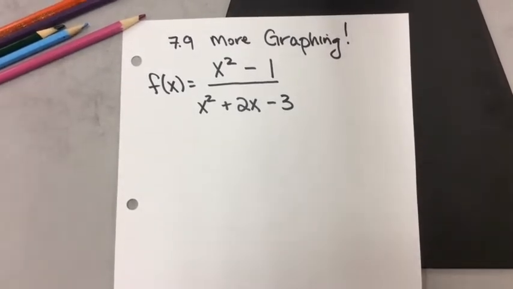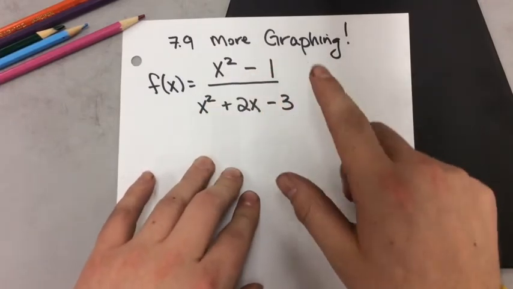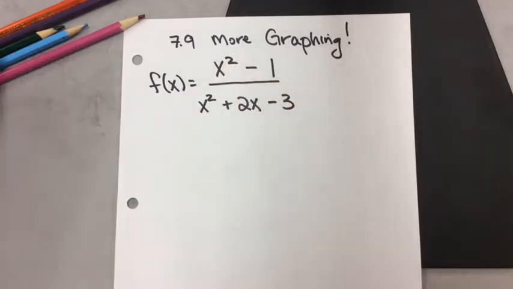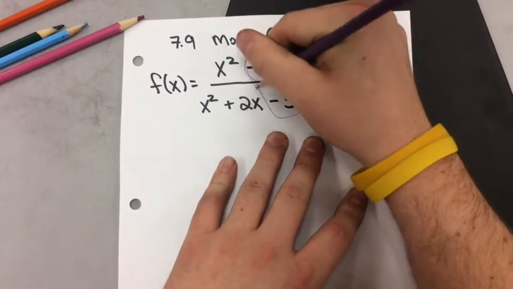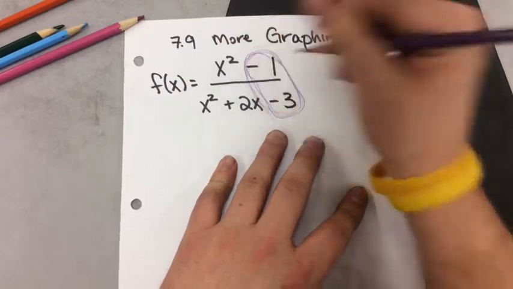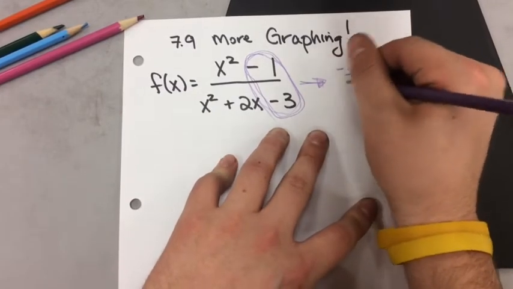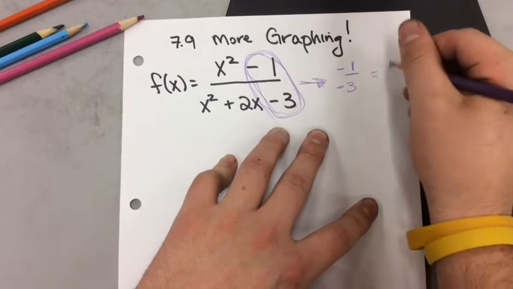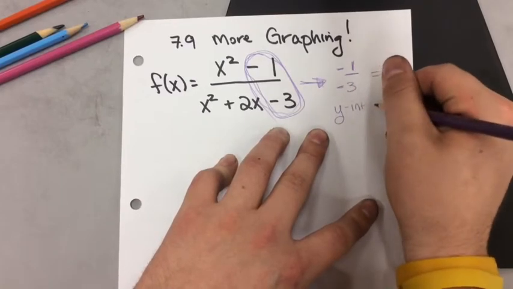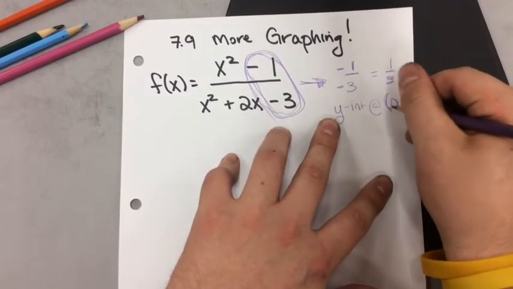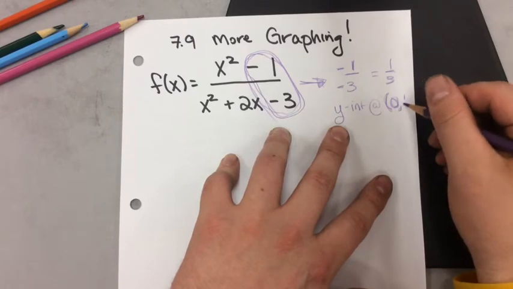When we get one of these equations, there's two things we can tell from the original form. We can tell the y-intercept and we can tell the horizontal asymptote. The y-intercept is determined by the fraction of our constants right here, or my purple circle. So if I take this, this is -1 over -3, which is just equal to 1/3. This means I have a y-intercept at 0, because it's always x equals 0 for the y-intercept, comma 1/3.